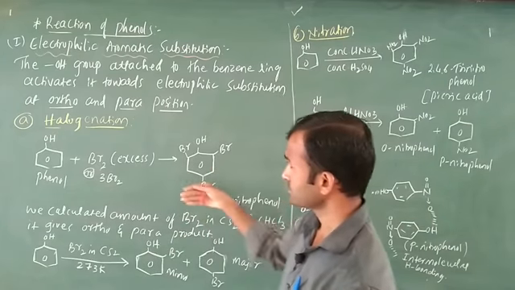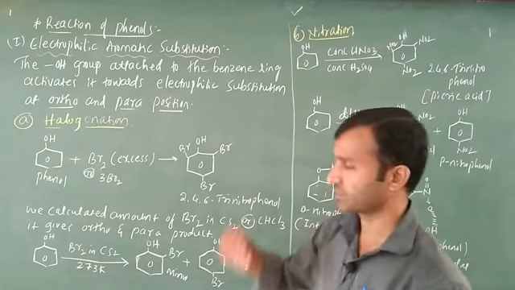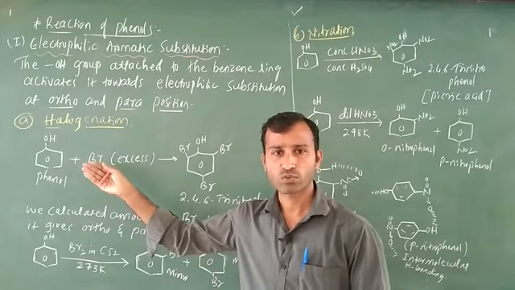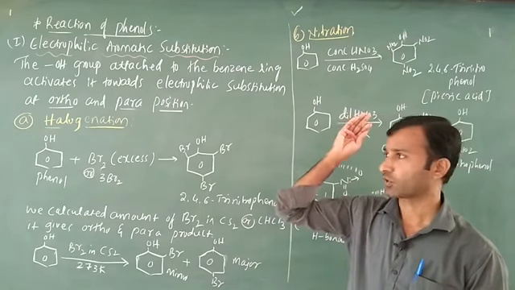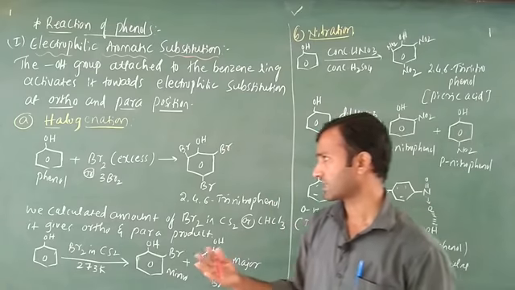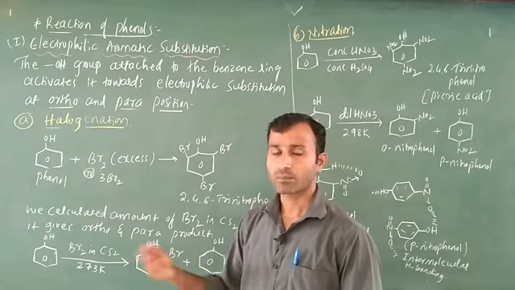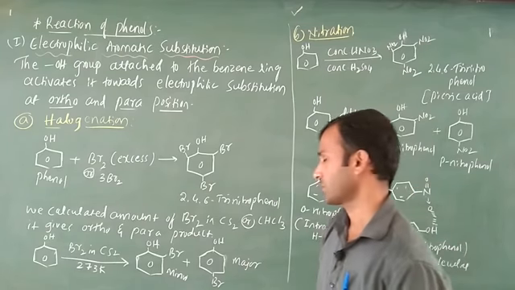In the reactions of phenol, there are subheadings. The first heading is halogenation. The next one is nitration. These two reactions are most important, and they are going to ask you directly in the PU board exam. After that, there are the Reimer-Tiemann reaction and Kolbe's reaction, which we will study later.